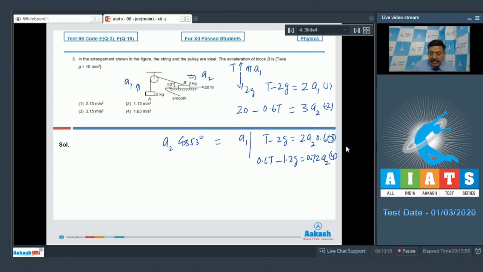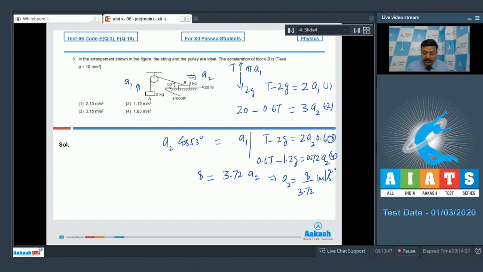And if we add equations 2 and 4, the 0.6T term gets cancelled from the two equations. 20 minus 12, so that means 8 is in fact equal to 3.72A2. And that gives us the value of A2 as 8 divided by 3.72 meter per second square. That will be the unit.